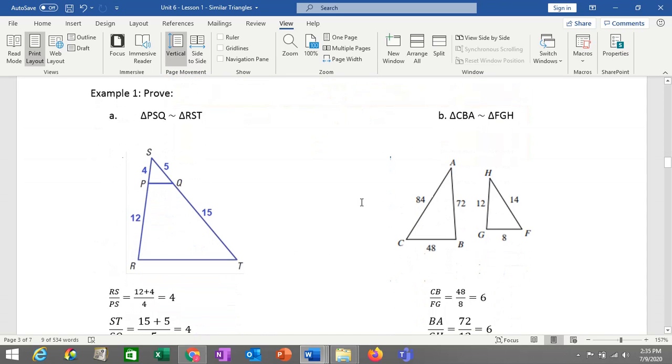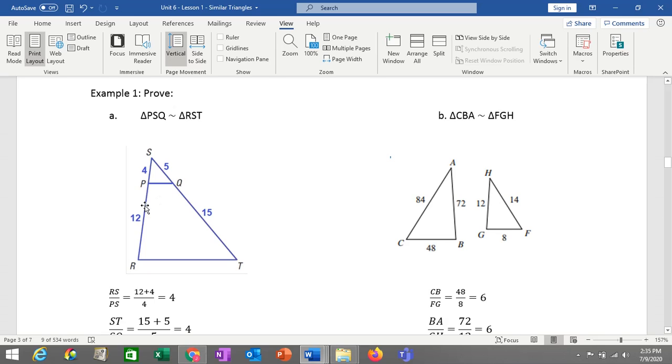All right, let's get on to a couple of examples. Example 1, prove that triangle PSQ is similar to triangle RST. This symbol means similar, and you can go PQS, so that's the small triangle on the top, and RST, so that's the larger triangle, basically the top part and the bottom part combined. We want to prove they're similar, and remember that there are three ways we can do that. We can use two angles, we can use three sides, or we can use two sides and an angle.